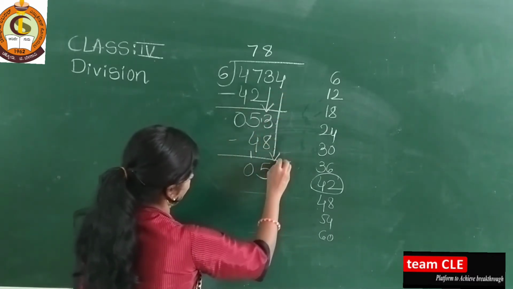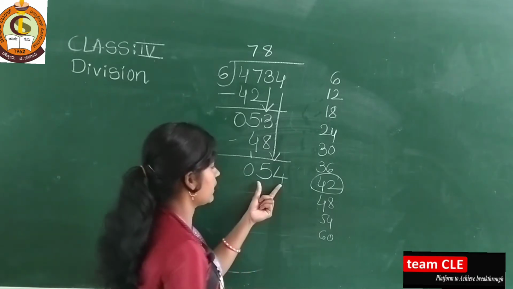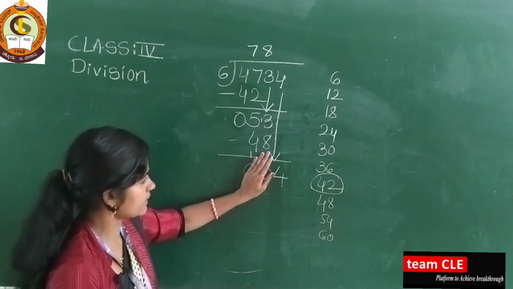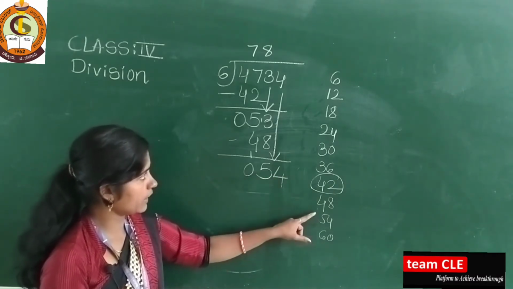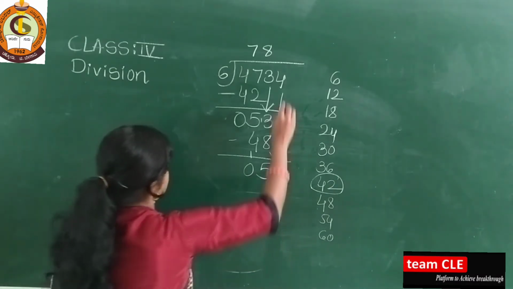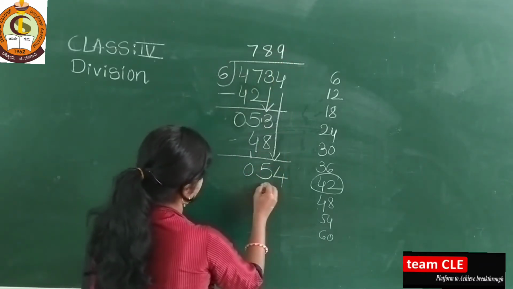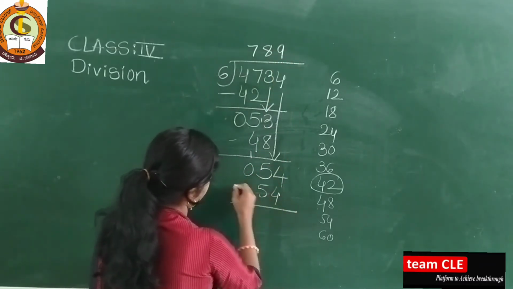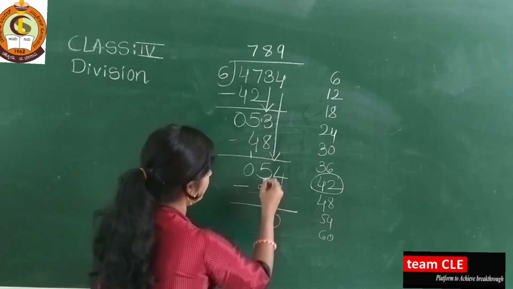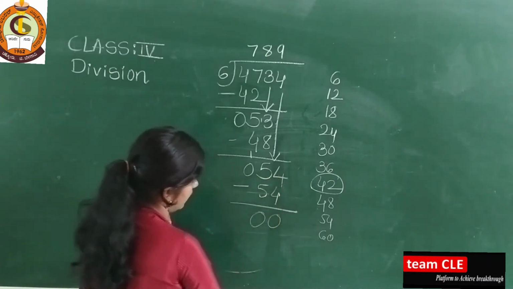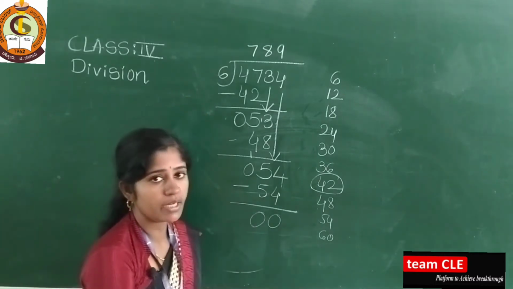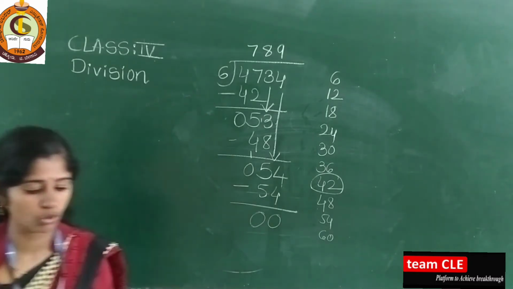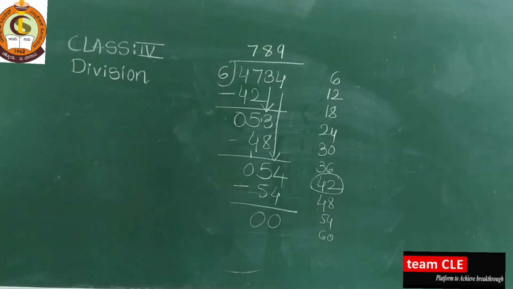Again you take here 4 down. Yes, it becomes, now most of the students are taking this as only 4, but it becomes 54. Then tell me 6 how much are 54? 6 9s are 54. Okay, so 4 minus 4 is 0, and again 5 minus 5 is also 0. So here the quotient is 789. I hope you are getting my point. So please keep practicing this kind of examples.